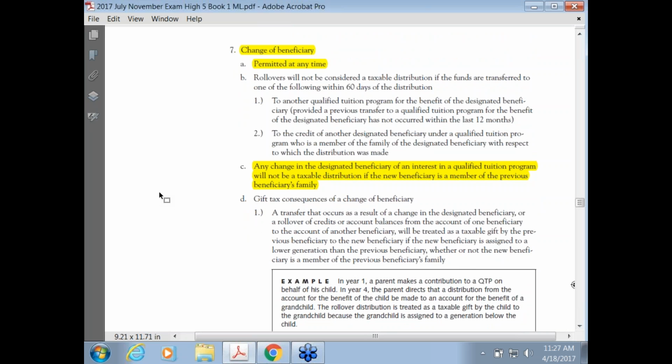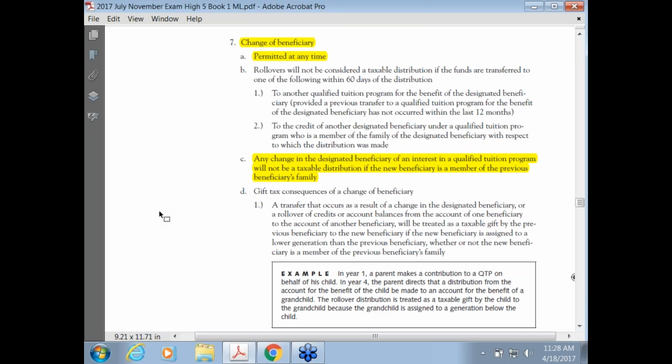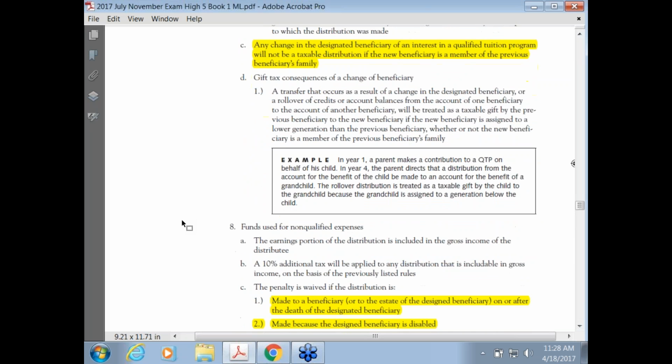and then the 0.7c is a pretty good testable point there, that a change in the beneficiary is not a taxable distribution if that new beneficiary is a member of the previous beneficiary's family. So just know that there's that out. I would be surprised if an exam question will get into the gift tax consequences of a change in the beneficiary. Again, this is great information for this knowledge foundation, but I think it's these other pieces that are more likely to be tested.